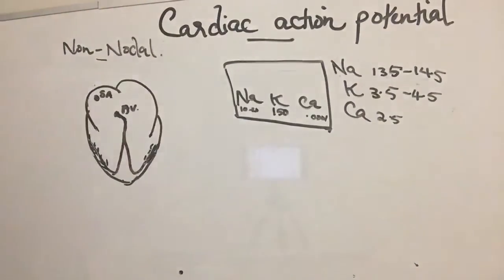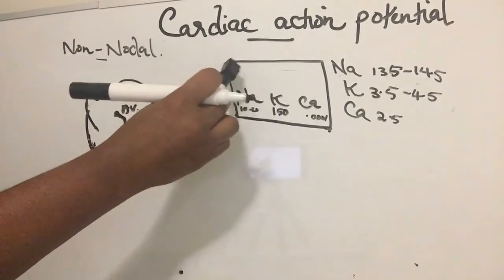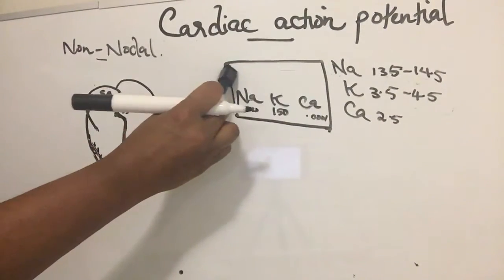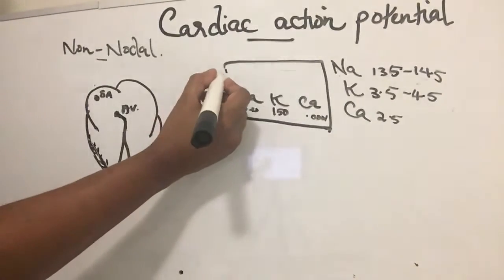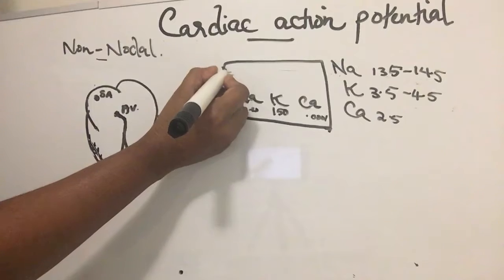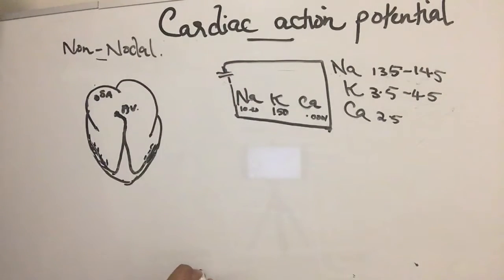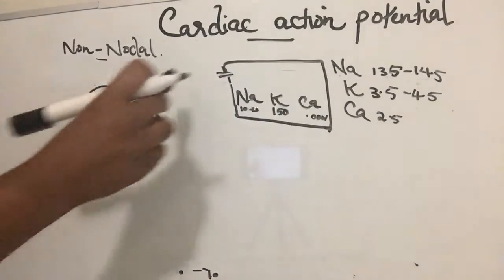And we are going to see how the impulse forms inside the cell. So they put a small test tube into the cell, and notice that the charge of the cell is highly negative, about -70 to -90. This is basically because of negatively charged proteins floating inside the cell.